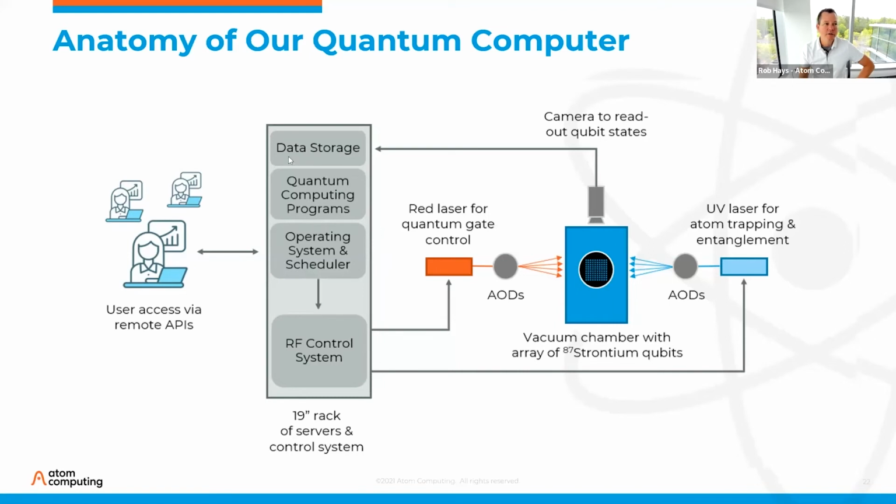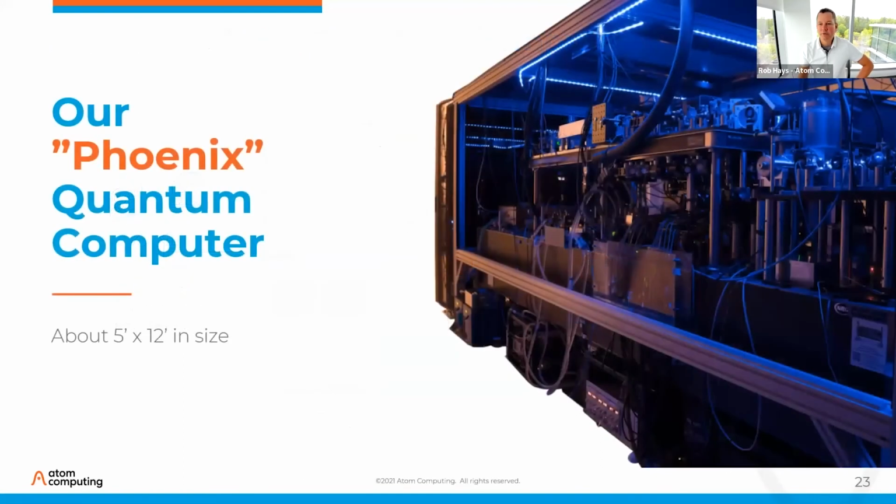And all of this goes back into a rack of standard servers that sits off to the side of the system that runs our software stack, which would be our scheduler, our operating system, our APIs, our storage, and all that kind of stuff. So that's logically what the system looks like. Physically, if you walked into our lab in Berkeley, this is it.